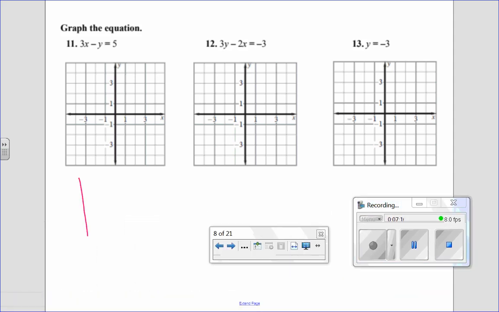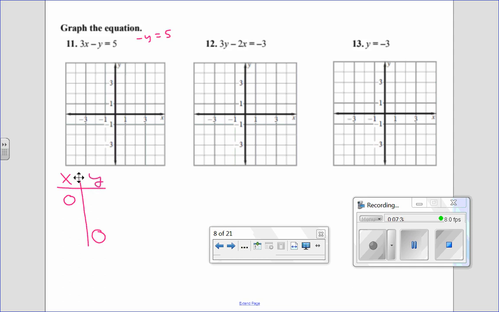I like the cover way. I think it's easier and I think it's less work. So we're going to put a 0 in for x, and we'll put a 0 in for y, and we'll solve both intercepts and do it that way. That's the easiest method when x and y are on the same side together. It's called standard form. So if I put a 0 in for x right here, I would cover up the 3x, leaving me with negative y equals 5.